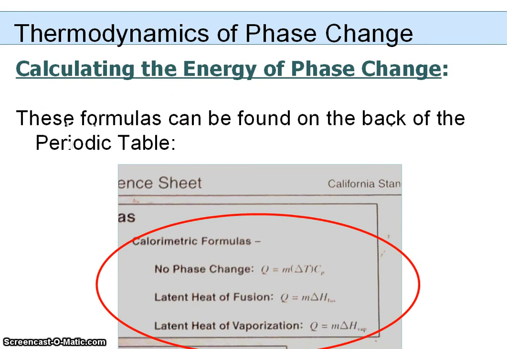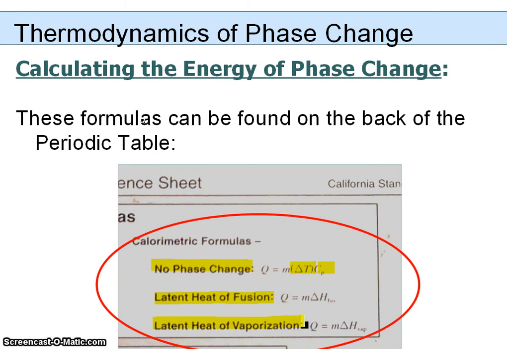These formulas can be found on the back of the periodic table, where there's the one that refers to a change in temperature, where you're going to use the specific heat capacity. And they even help you to remember this by saying this is the equation to use when there is no phase change occurring. Molar heat can also be referred to as latent heat. So the molar heat of fusion is also referred to as the latent heat of fusion or latent heat of vaporization. And this one you'll remember is the one when a phase change is occurring.